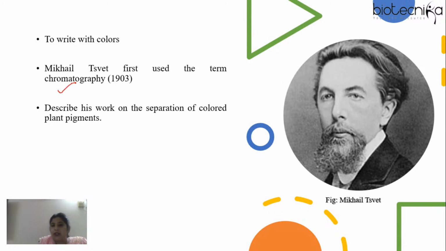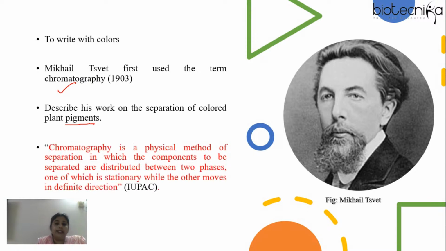So why did he use the term chromatography? Because he observed color bands on the solid adsorbent. These color bands are produced because of the separation of the pigments present in the mixture on the solid support, on the solid adsorbent. Since then, this technique has been widely used. It has become an invaluable tool for separation and identification of compounds.